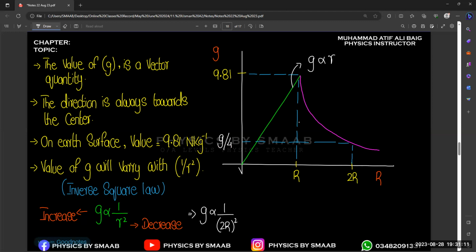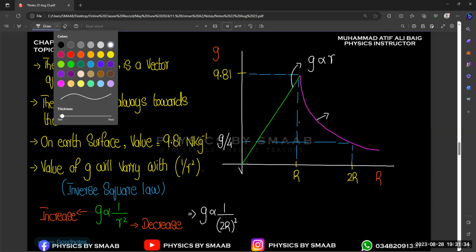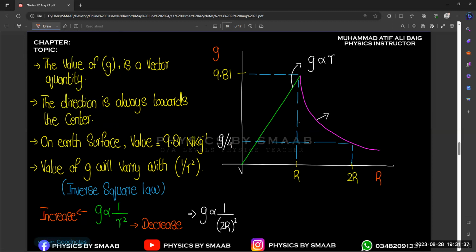Right? So now you got the concept. If we are having 3r, so that will be G over 9. Your gravitational value will be decreased by 9 times, because there is a concept of square of 3, 3 3s are 9. Okay. So the green line shows you that G is directly proportional to R, because a straight line always shows a direct relation. So G is directly proportional to the value of R.